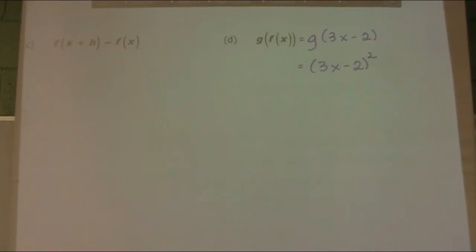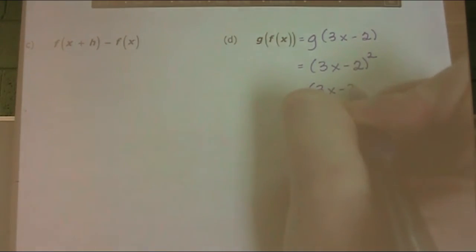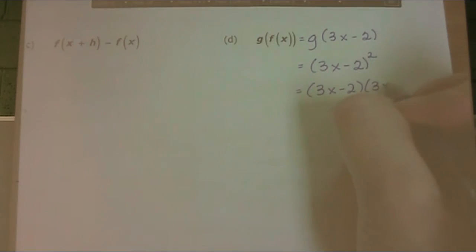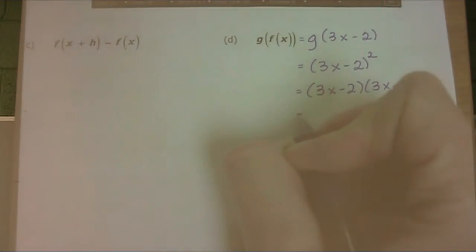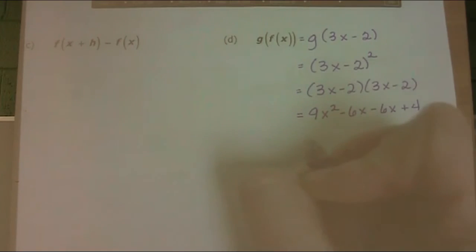Now remember, what you have to do with this is we have to FOIL this, because what this means is 3x minus 2 times 3x minus 2. When we use FOIL, 3x times 3x is 9x squared. 3x times negative 2 is minus 6x. Negative 2 times 3x is minus 6x. And negative 2 times negative 2 is plus 4. Combine your like terms and we get 9x squared minus 12x plus 4.